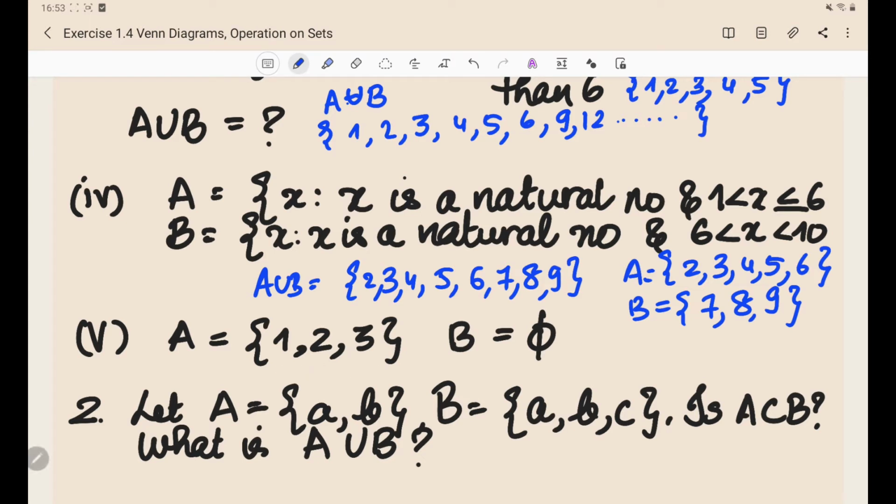A is {1, 2, 3} and B is an empty set. B is actually an empty set itself, right? So you represent it like this. What is A union B? The union of set A with an empty set is the same set itself, that is A itself. That is 1, 2, 3 itself.